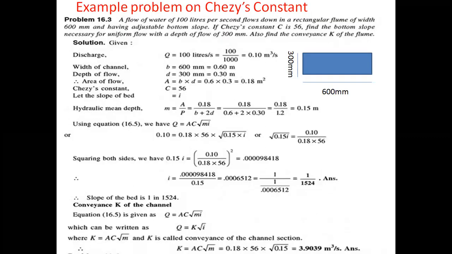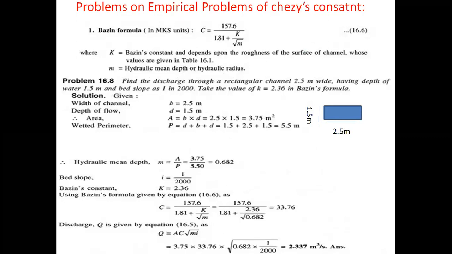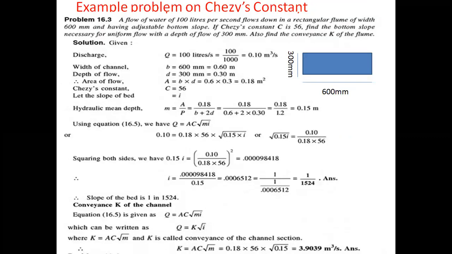Another problem on the Chezy constant. A flow of water in a rectangular flume of width 600 mm and having an adjustable bottom slope, with Chezy's constant C equal to 56. Find the bottom slope necessary for uniform flow with a depth of flow of 300 mm. Also find the conveyance K of the flume.